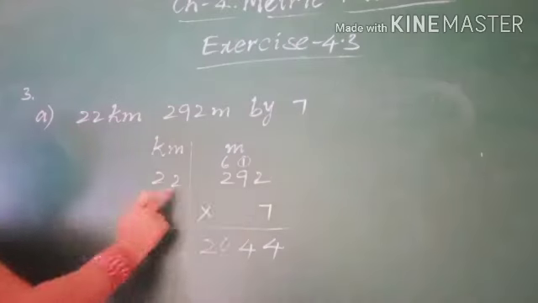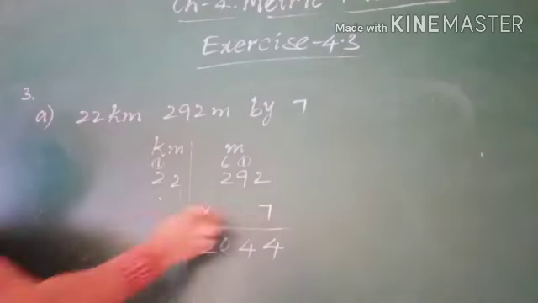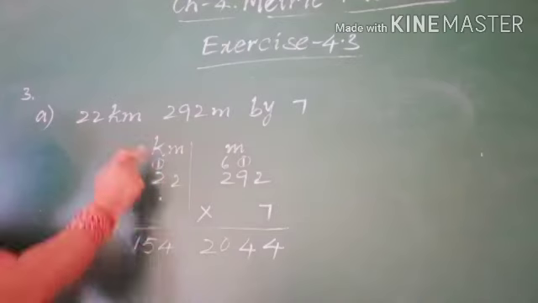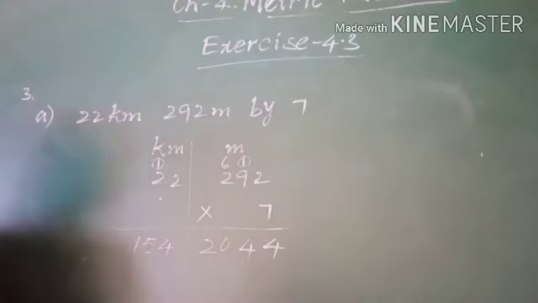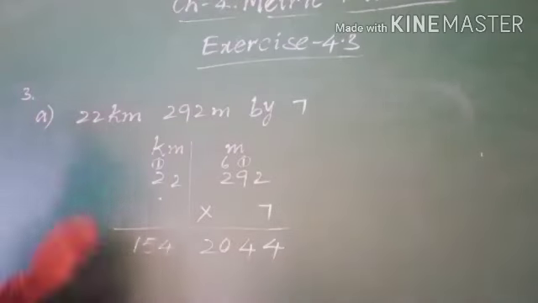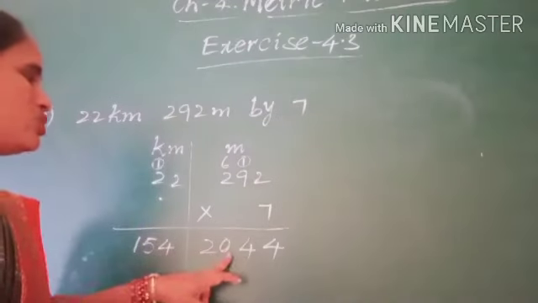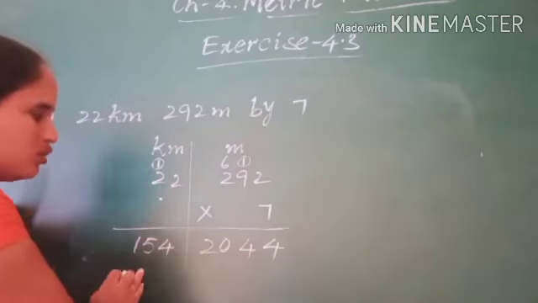Next, 7 2s are 14, 4 and 1 is carrying. Again 7 2s are 14 plus 1 is 15. Here what you got? 154 kilometers, 2044 meters. Already we know how many meters are there in a kilometer? 1000 meters. But here 2000 meters are there, then that is equal to 2 kilometers.